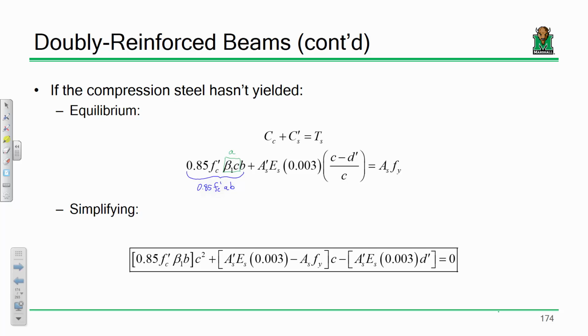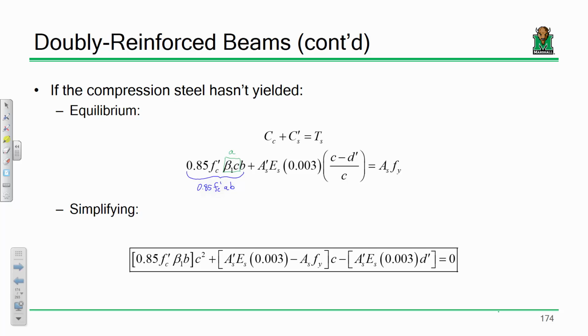This is the compressive force in the steel up top, and this has to equal the tensile force in the steel below. And so if you multiply the whole thing by C to try and get rid of this fraction and do a little bit of algebra to lump everything together, what you end up having is a pile of junk times C squared, a pile of junk times C, and a pile of junk by itself, and that has to equal 0.